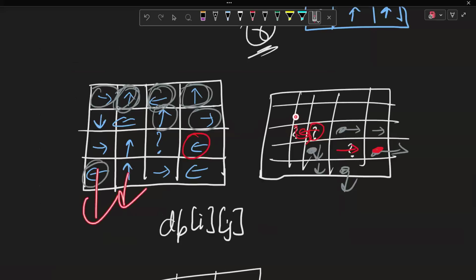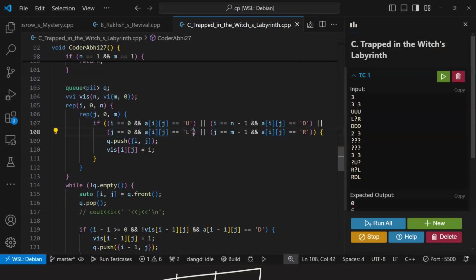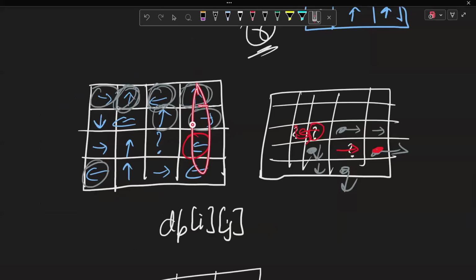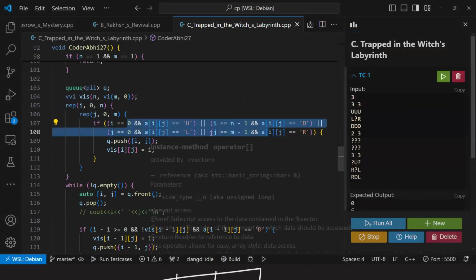Okay, and again for this also, if I'm at the leftmost column, that means my j is 0. So if my j is 0 and my value is left, then I move out. Same way, if j is m minus 1 and value is right, I move out. So for these cases, I would move out initially.